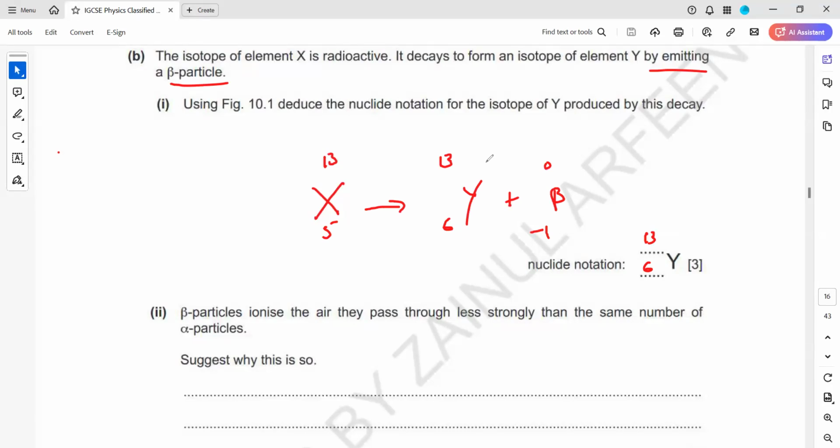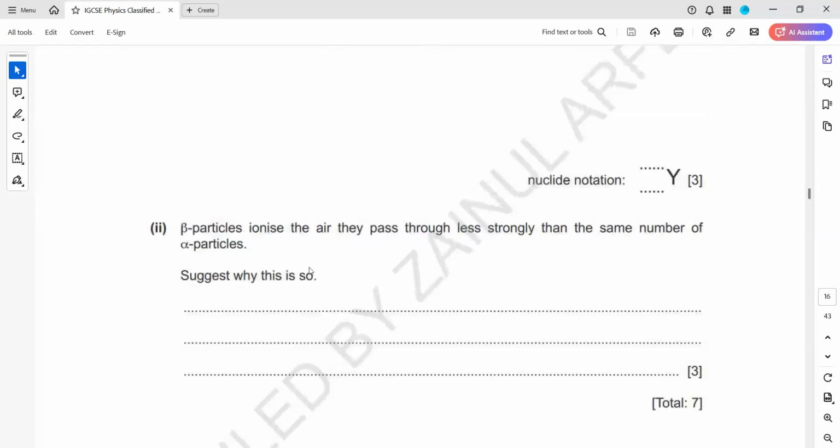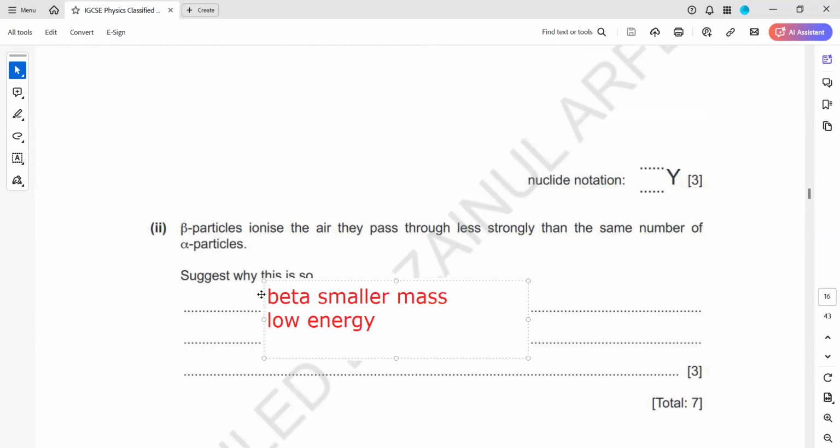Beta ionizes the air as it passes through less strongly than alpha. Why? Why is beta a weaker ionizer of air as compared to alpha? What's the reason? So the reason is that beta has a smaller mass, or it has low energy. So it is difficult to remove electrons. Okay.